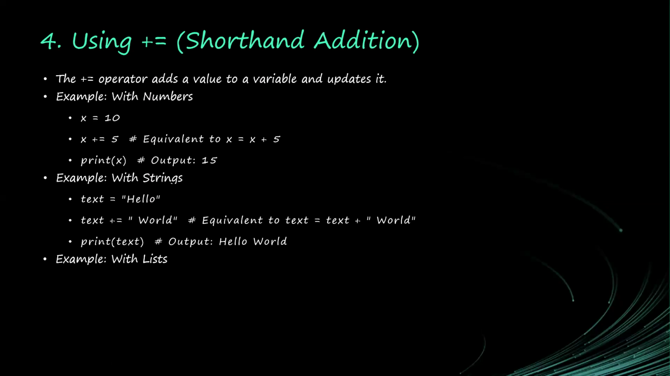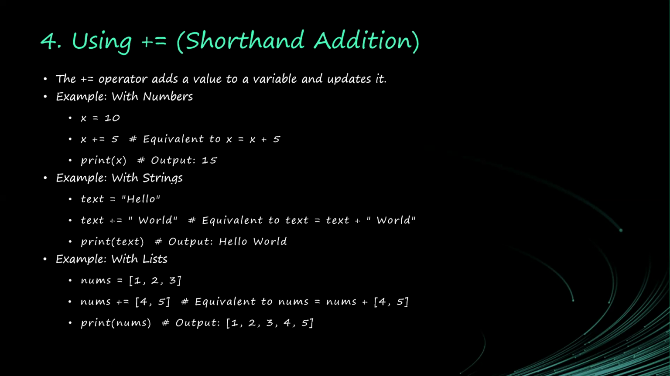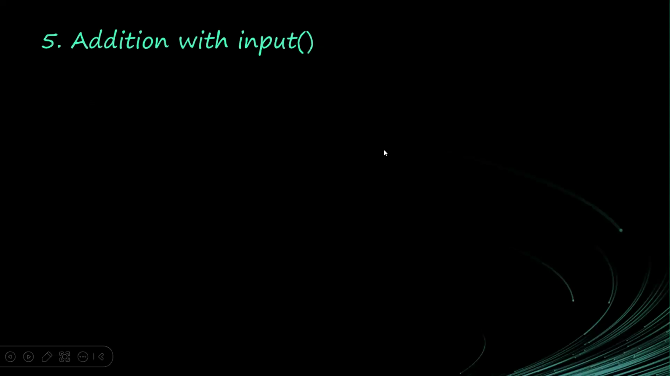All right, so we can also do this shorthand addition with lists. It works the same way. So try it out yourself. Create two lists, create the first list and use the shorthand to add another list. Just try it out yourself and see how it works, okay?